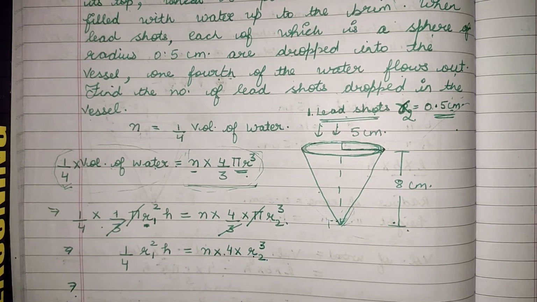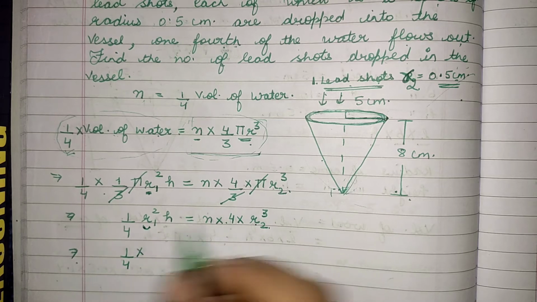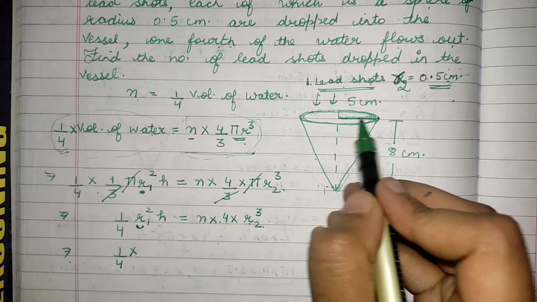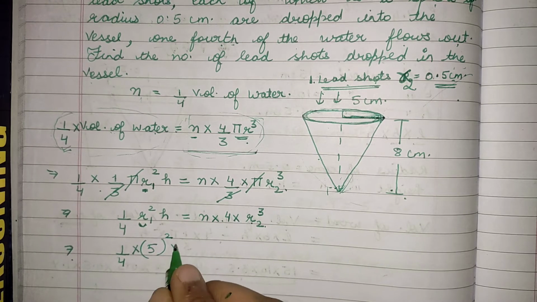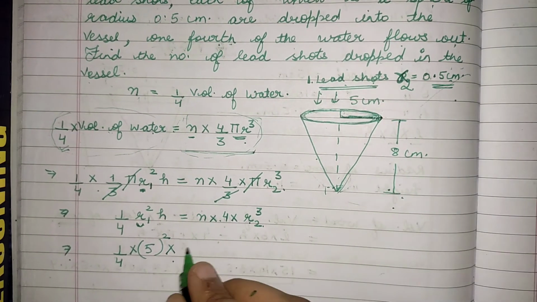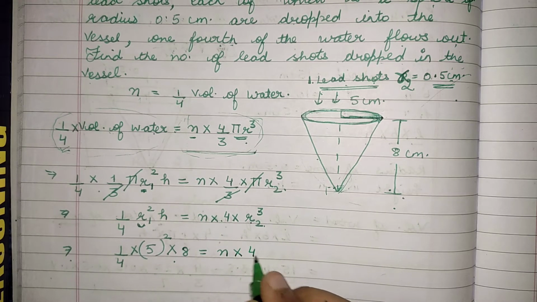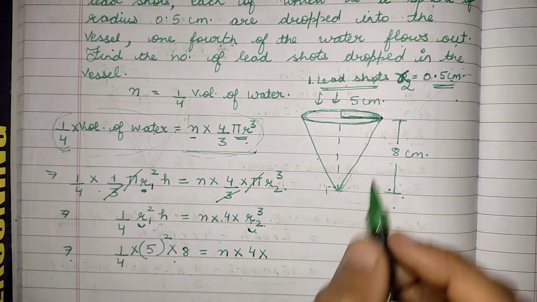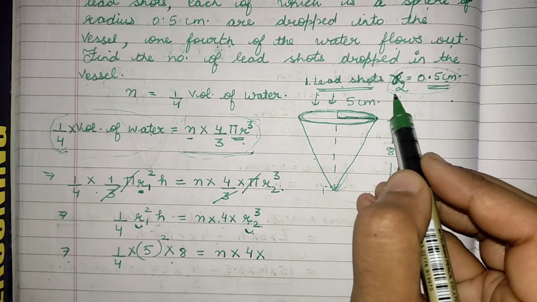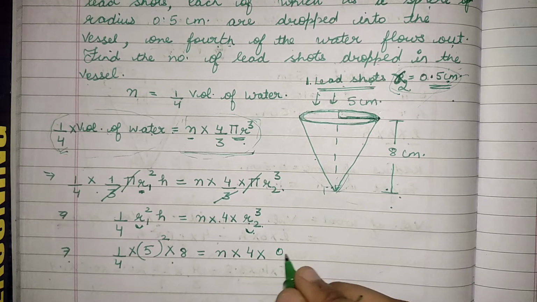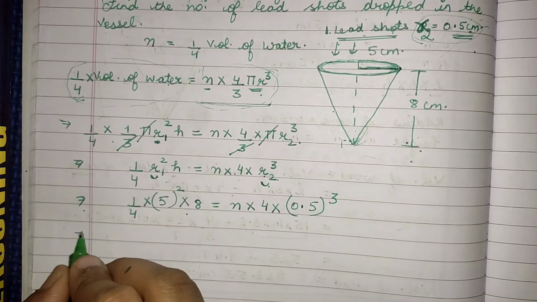So put the values. What is given to you? 1/3 into the radius of the cone, which is 5 centimeter, so put 5 square into the height, which is 8, equal to n, which we have to find out, into 4 into R2 cube. This R2 is the radius of the lead shot, which is 0.5 cube.